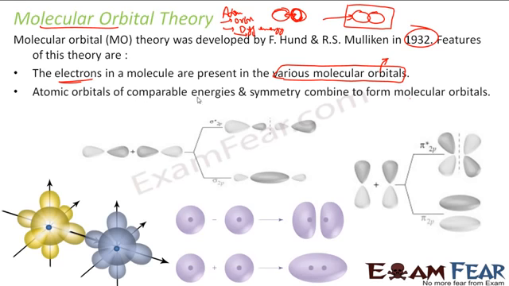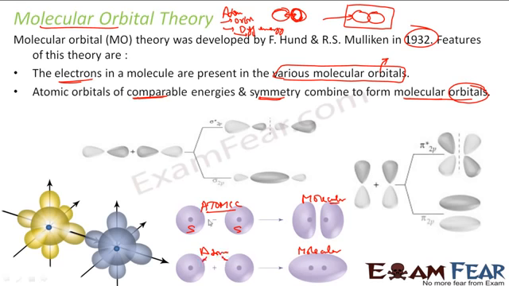Atomic orbitals of comparable energies and symmetry combine to form molecular orbitals. So how do you get molecular orbitals? When atomic orbitals of comparable energies and symmetry combine, they form molecular orbitals. This is my s atomic orbital. These are my two s atomic orbitals. They form a molecular orbital. This is also a molecular orbital, and this is atomic.